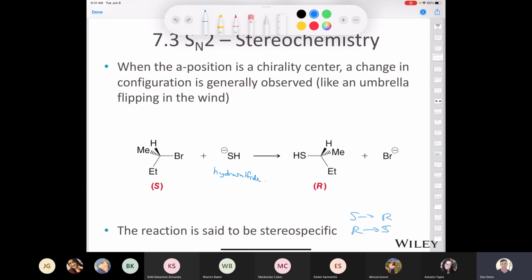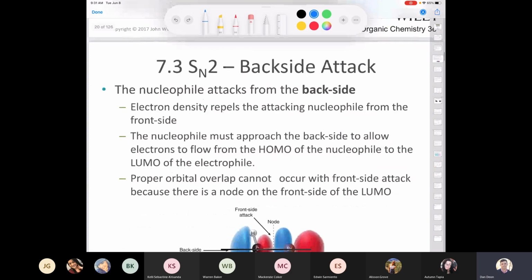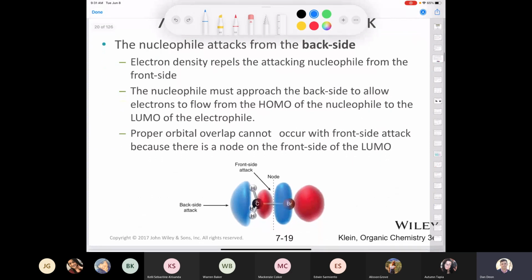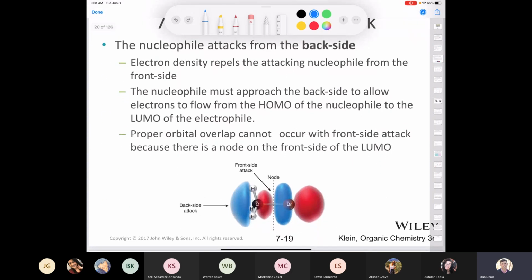Well, what the heck is actually happening here? What is happening is a process that's called backside attack. Now, you can probably guess what that means. It's attacking from the back of the molecule. What's the front and the back of the molecule? Well, we're going to talk about that in a second. But it says here that electron density repels the attacking nucleophile from the front side.